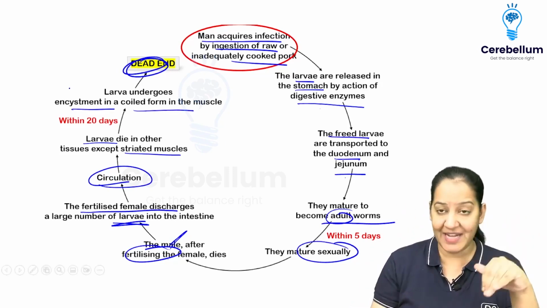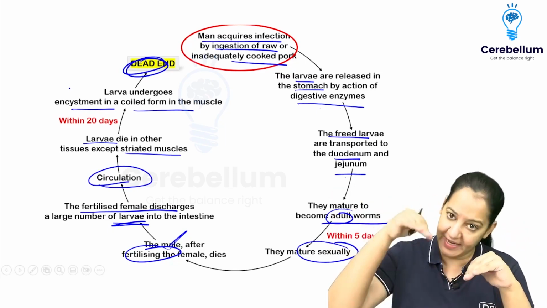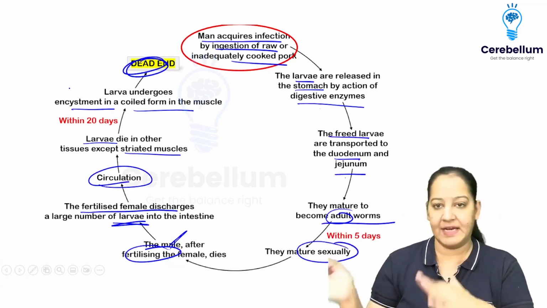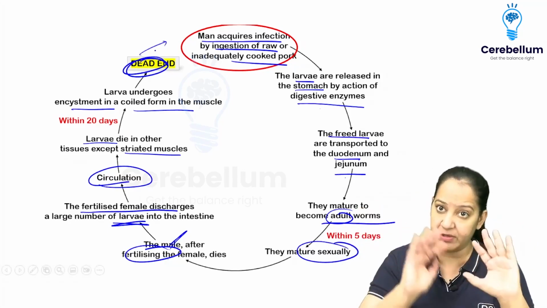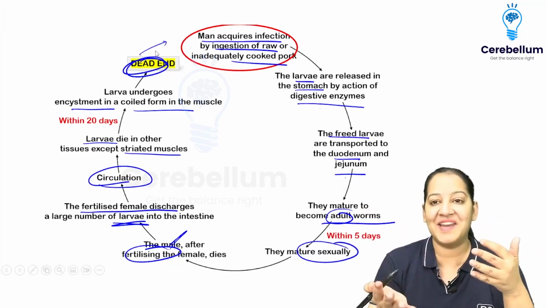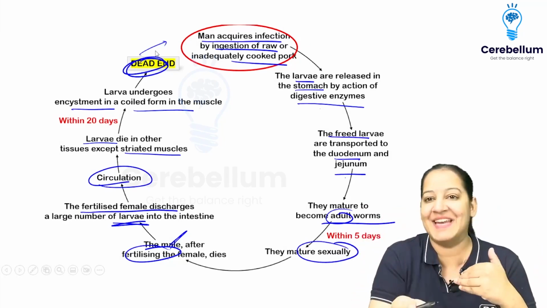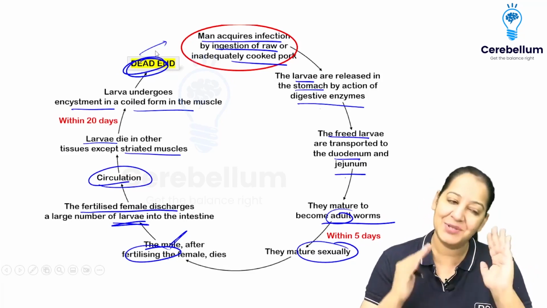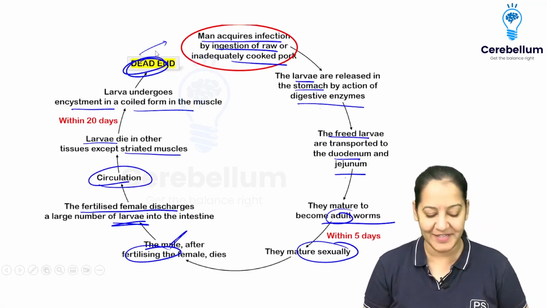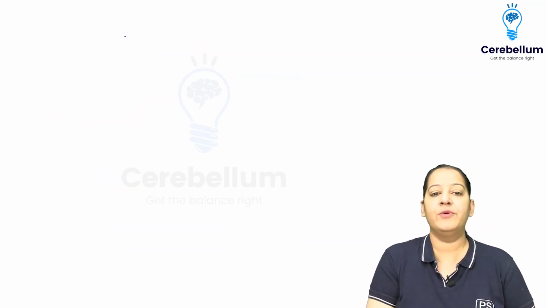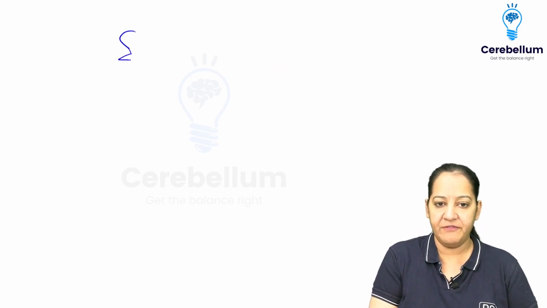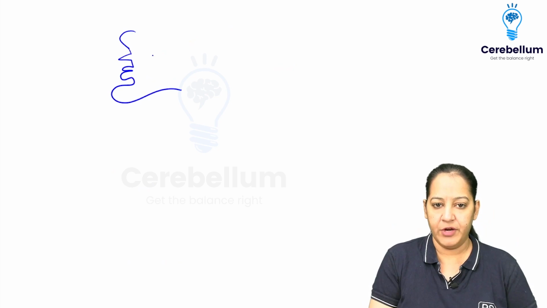If it was an animal, another carnivorous animal may eat this animal, so the life cycle continues. The life cycle can continue if it was an animal, but no other animal can eat man. Man eats animals. Animals don't eat man, right? So that's why it is a dead end in man. You got it? So let me draw a rough diagram for you.